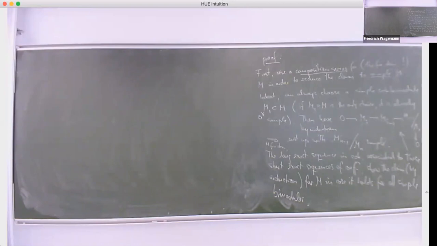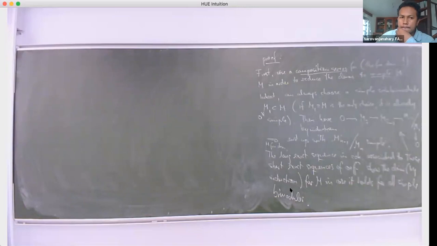But this I will repeat tomorrow, and so this gives me the opportunity to repeat also the theorem tomorrow, and then tomorrow I will talk about the applications of this theorem.